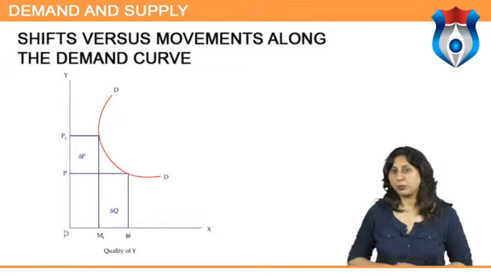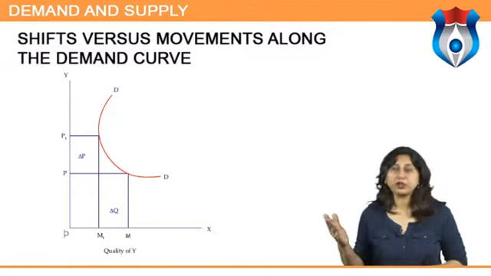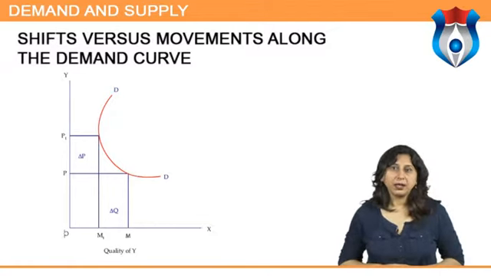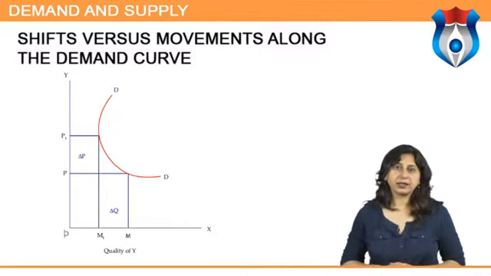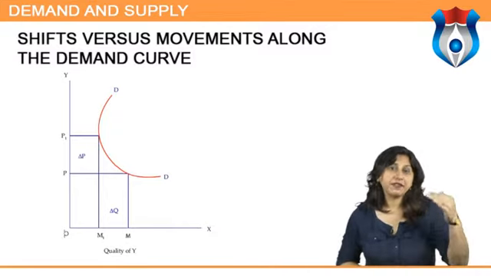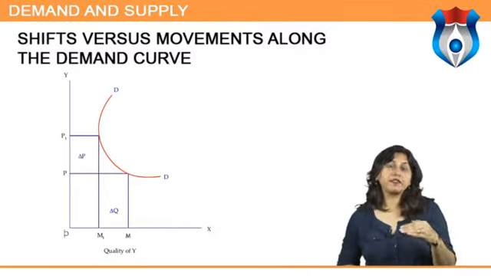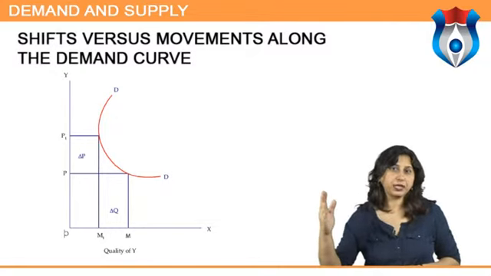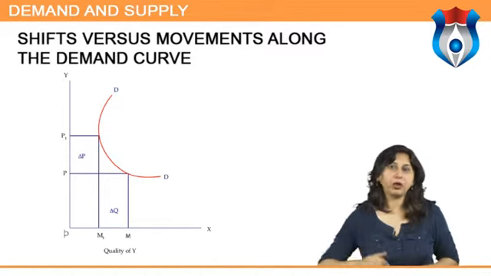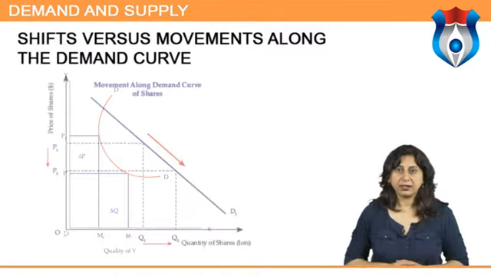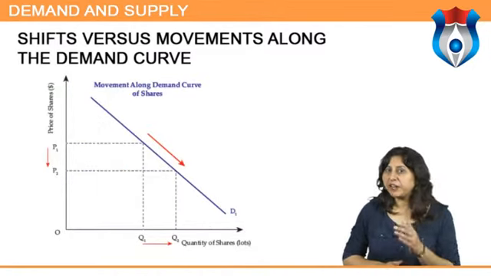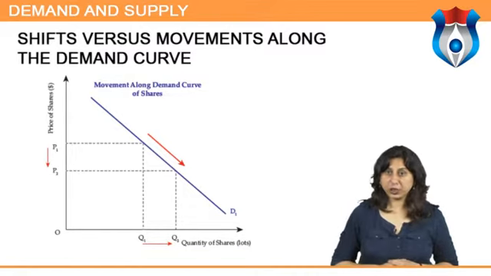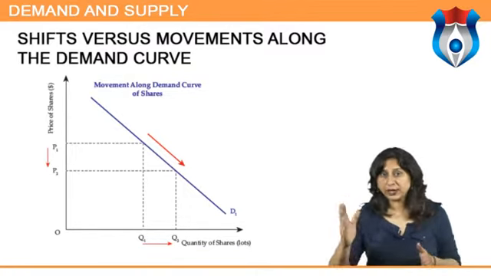Income. With an increase in income, demand for goods also increases. Prices of related goods. With the fall in the price of substitute goods, demand for goods falls. With the rise in price of complementary goods, demand for goods falls, and vice versa. Taste. With a favorable change in the taste for the good, the demand for goods increases.